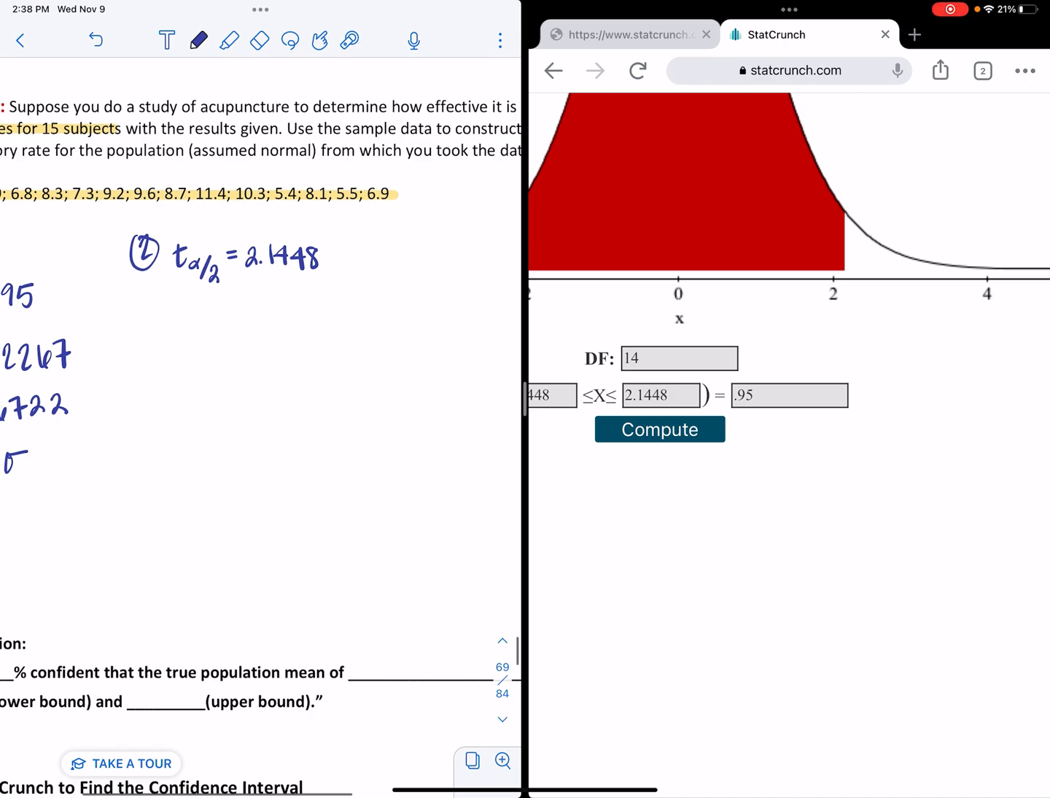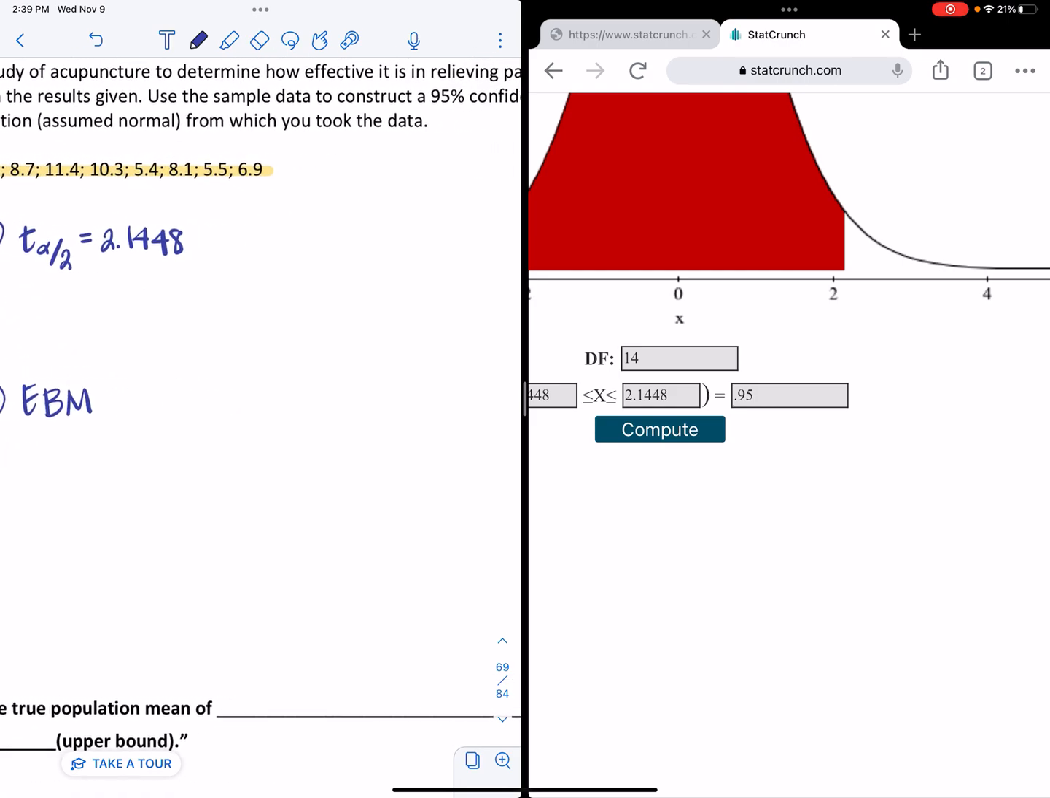The third step is going to be to calculate the EBM. The EBM, or our margin of error, has its own happy little formula. We had a formula with the last section that used the z-score. Well, now we're going to replace the z with the t. Instead of sigma, we're going to use the sample standard deviation and our n.